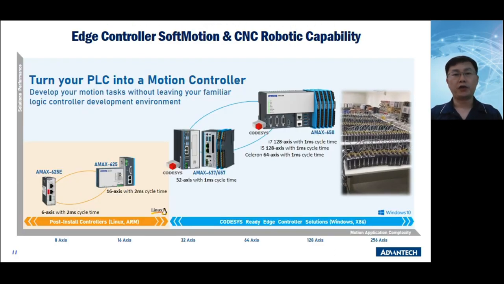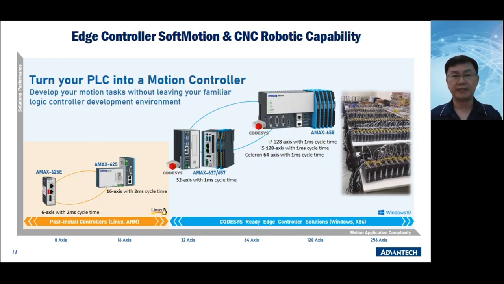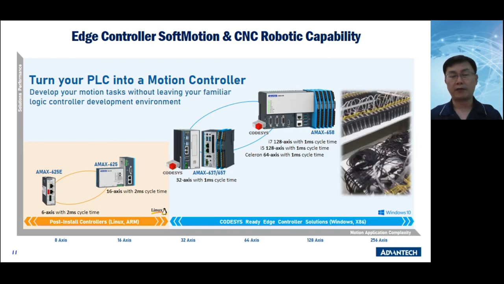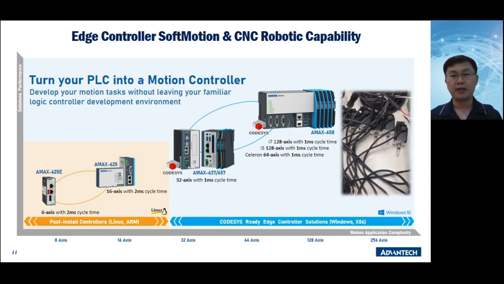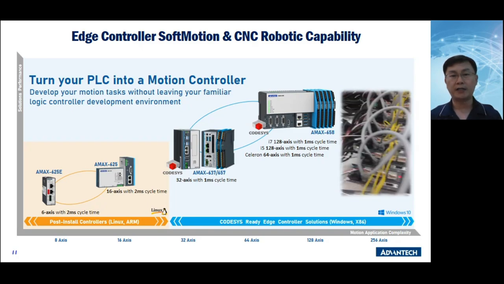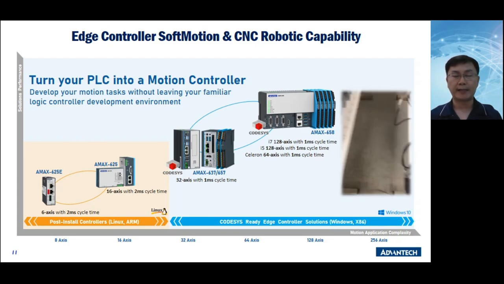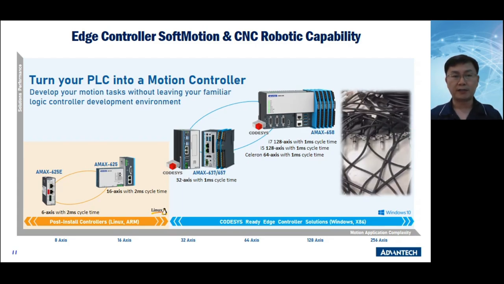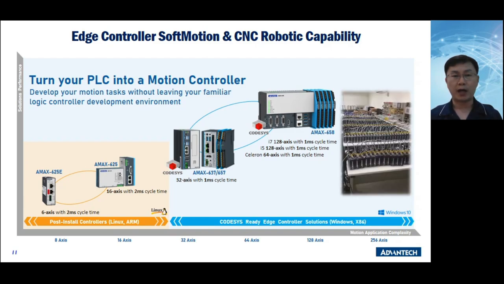With the edge control, soft motion and CNC can be upgraded from our MX series. As you can see, our HQ has done testing with the MX658, and it can control up to 128 axes with a 100 millisecond cycle time. As for the MX637 and 657, they can communicate with up to 32 axes.